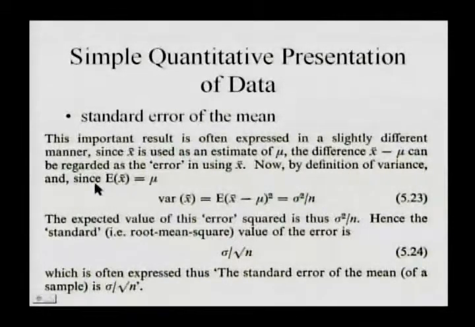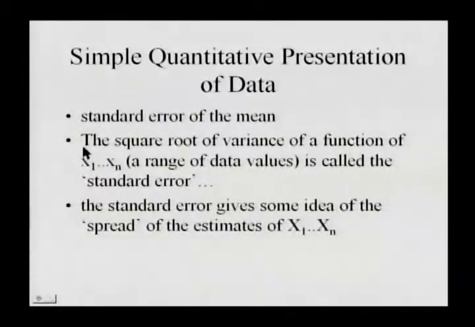Now, by definition of variance, and since the expected value of the sample mean equals mu, the variance of the mean should be equal to the expected squared difference between the sample mean and the population mean, which equals sigma squared, the variance, over n. So the expected value of this error squared is thus sigma squared over n, as we noted, and hence the root mean square value of the error, the standard error of the mean, is sigma over the square root of n, which is often expressed thus: the standard error of the mean of a sample is the standard deviation over the square root of n.